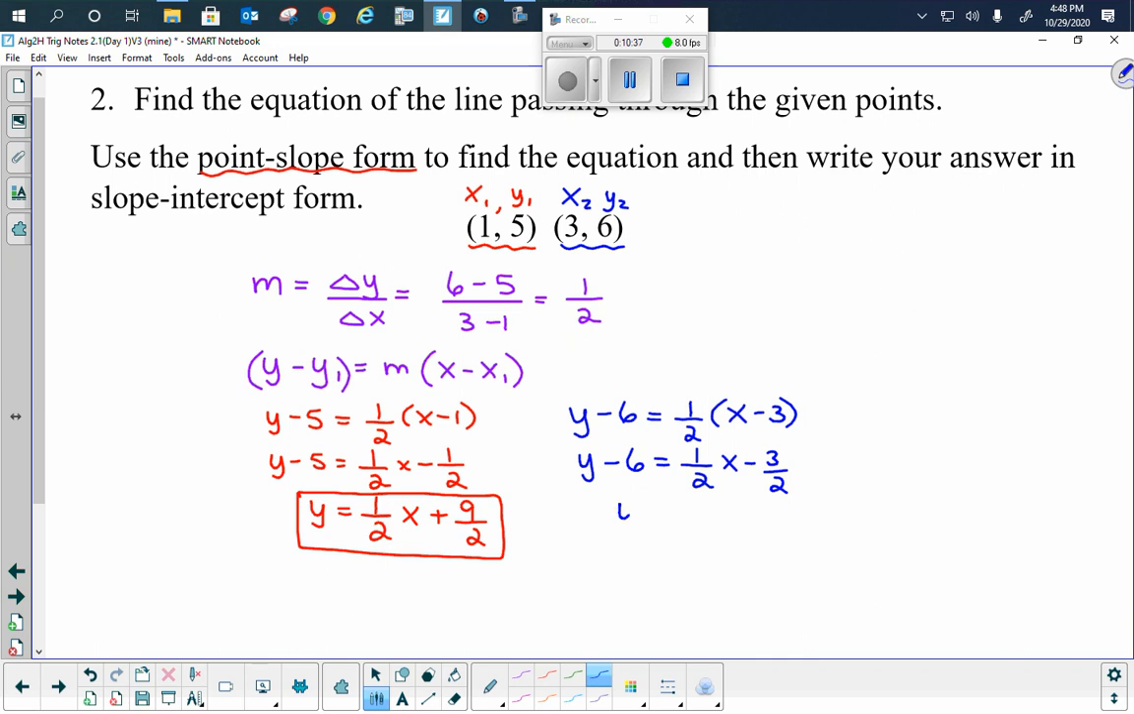And then if we combine like terms, moving the 6 over, we would have y equals 1/2 x, and 6 is 12 halves minus 3 halves would be, once again, plus 9 halves. So yes, indeed, it doesn't matter which point you use, you will end up with that same equation.